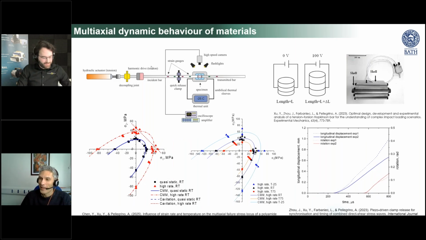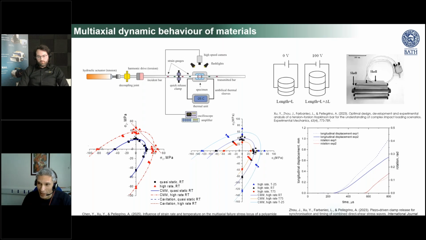No worries. So recently, with collaborators, I have investigated the behavior of materials under combined tension-torsion loading. Here you can see some of the most representative results. This is a recent paper just published this year, where we have investigated the effect of strain rate and temperature on the failure stress locus and dynamic behavior of syntactic foams under different combinations of load, where we had compression, tension, torsion, and combined tension-torsion.